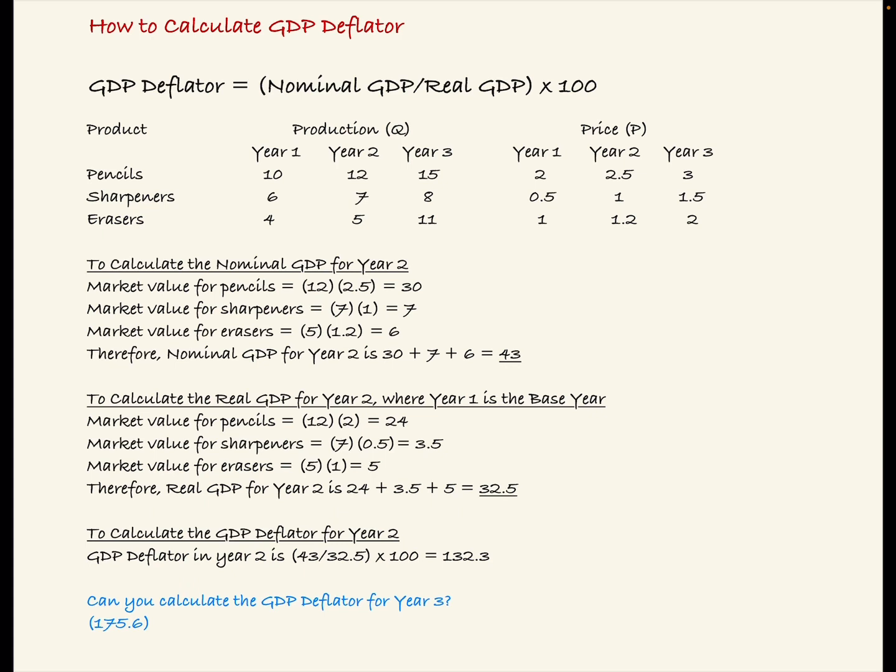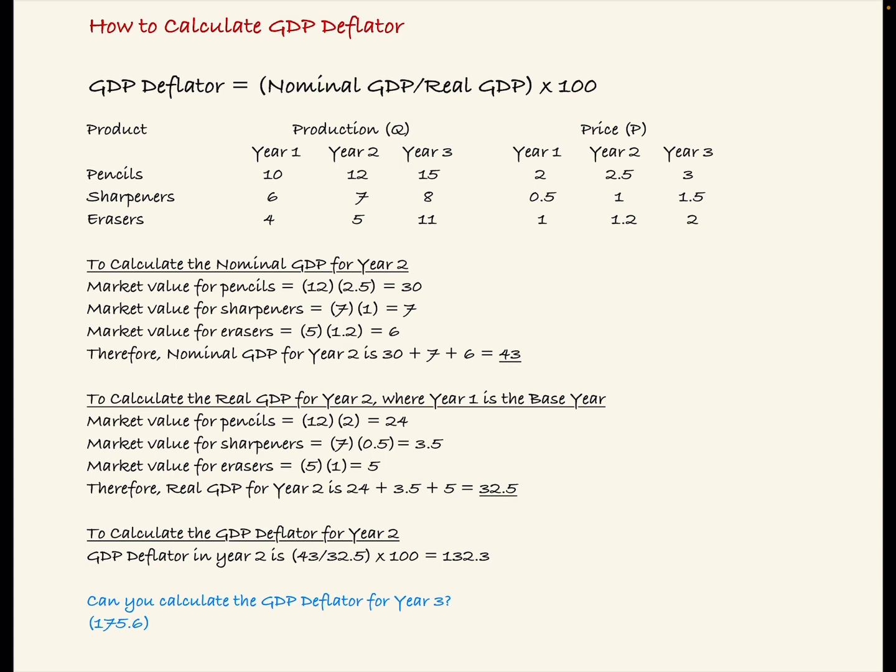We can see the quantity of production for each of the three items for year 1, year 2, and year 3, and the corresponding prices in year 1, year 2, and year 3. First, we need to calculate the nominal GDP for year 2. So, we need to find the market value for pencils, market value for sharpeners, and the market value for erasers.